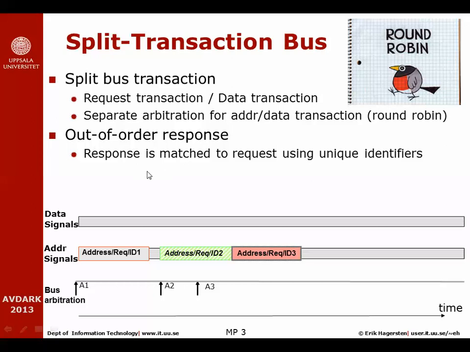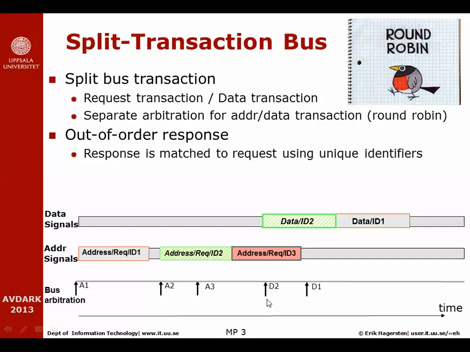It is a split transaction bus, and that implies that the replies to these requests may actually come out of order. So the data packet answering the second request may actually be returned before we get the data packet returning the data associated with the first request. And just to be able to keep these apart, we make sure that these data packets have the same unique identifier as their corresponding address request.